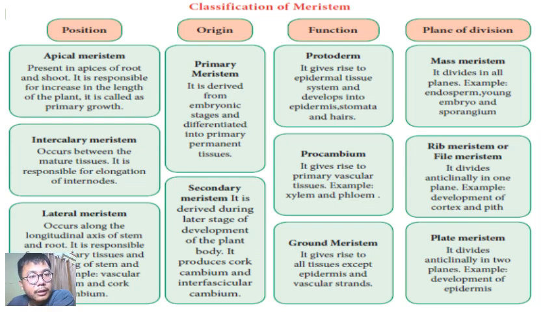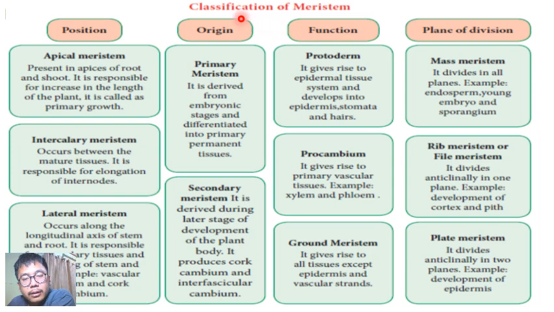Classifications of meristematic tissue. Based on position, we can classify meristematic tissue into 3 types: apical meristem, intercalary meristem, and lateral meristem. Based on origin, primary meristem and secondary meristem. Primary meristem means it is derived from the embryonic stage and differentiated into primary permanent tissue. Secondary meristem is mostly derived during the later stage of development of the plant body, and it produces what? That is the cork cambium and interfascicular cambium.